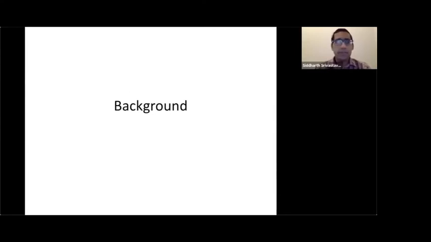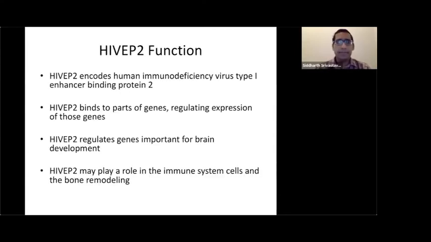First, let's start with some background. As you know, we're still learning more and more about the function of HIVEP2. What we know is that it encodes a protein which binds to the promoter regions of different genes that are important for brain development.